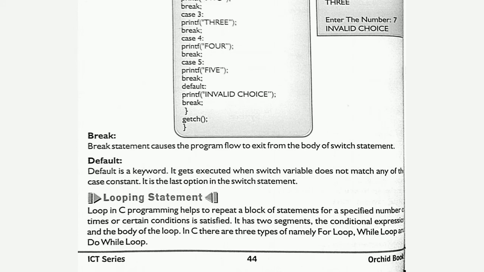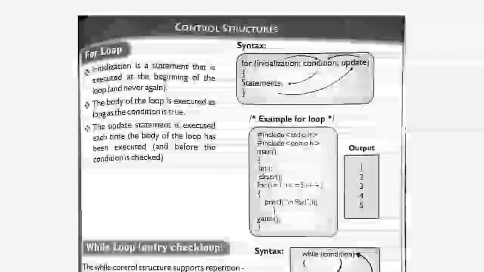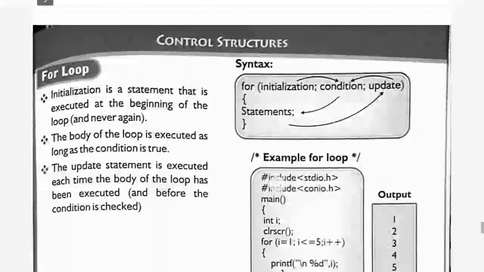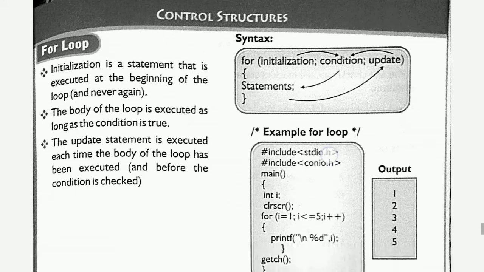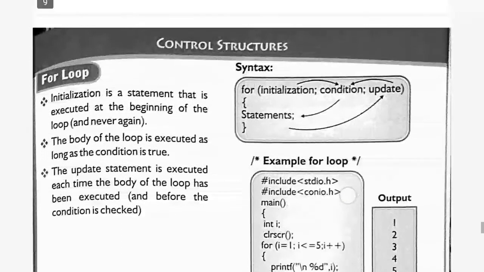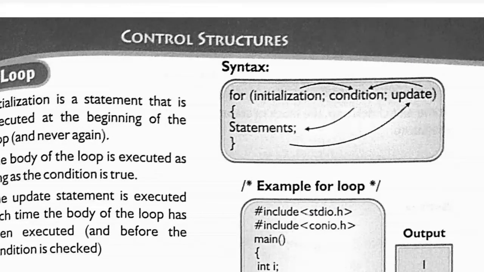Next is the looping statement. There are four different types of looping. The first one is the for loop. In a for loop, certain statements can be executed repeatedly, again and again, until the condition is satisfied. For is the keyword. The first part inside the parentheses is initialization, condition, and update.